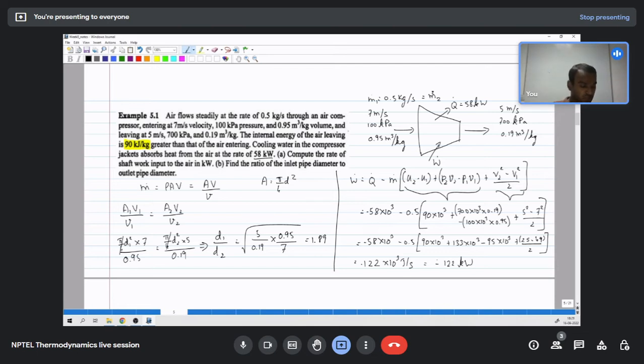Since we assume heat transfer into the system as positive and heat transfer out of the system as negative, this 58 kilowatt of heat transfer should be taken as negative, and similarly work done on the system is negative and work done by the system on the external surroundings is positive. That's why for the compressor we are getting a negative work. If you have any questions, I can answer now, or I can move on to the next problem.